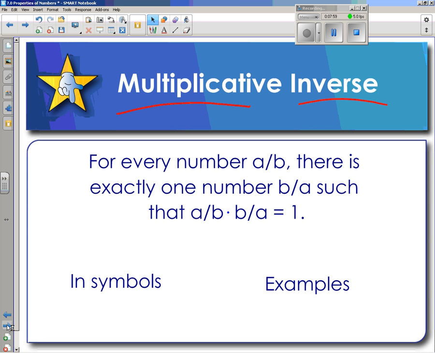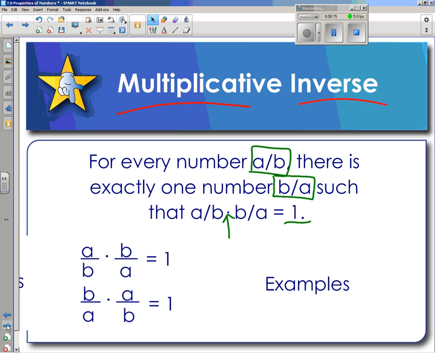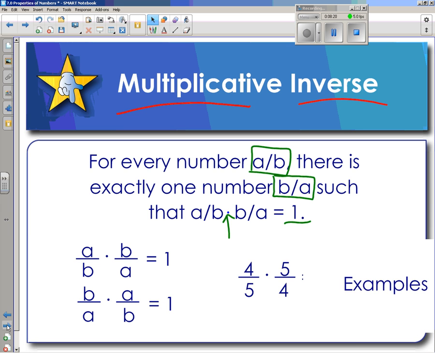Do not get bogged down in the words. I know they're math speak. We have a fraction here, A over B. We have a fraction here, B over A. When you multiply A over B times B over A, you get 1. In symbols, it looks like that. A real world example, 4/5 times 5/4 equals 1.